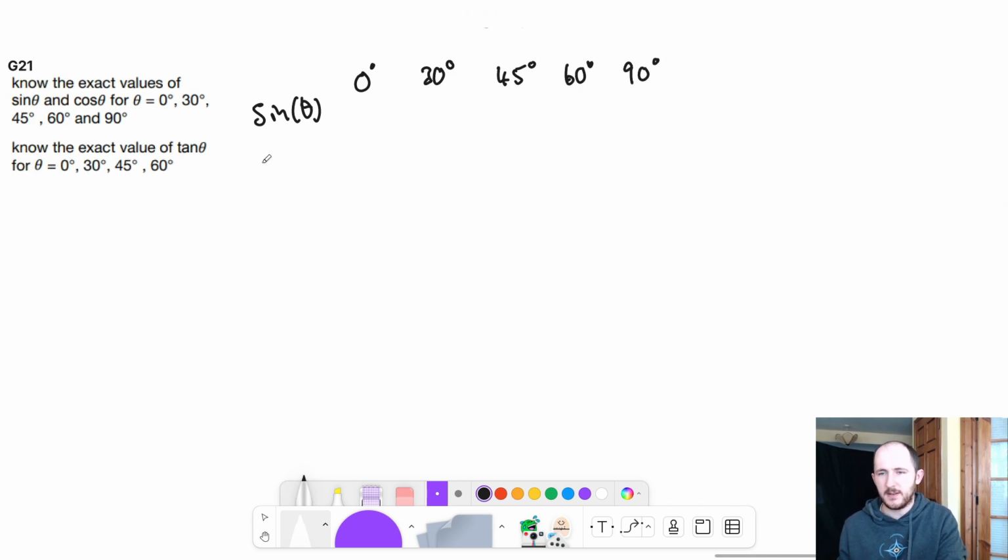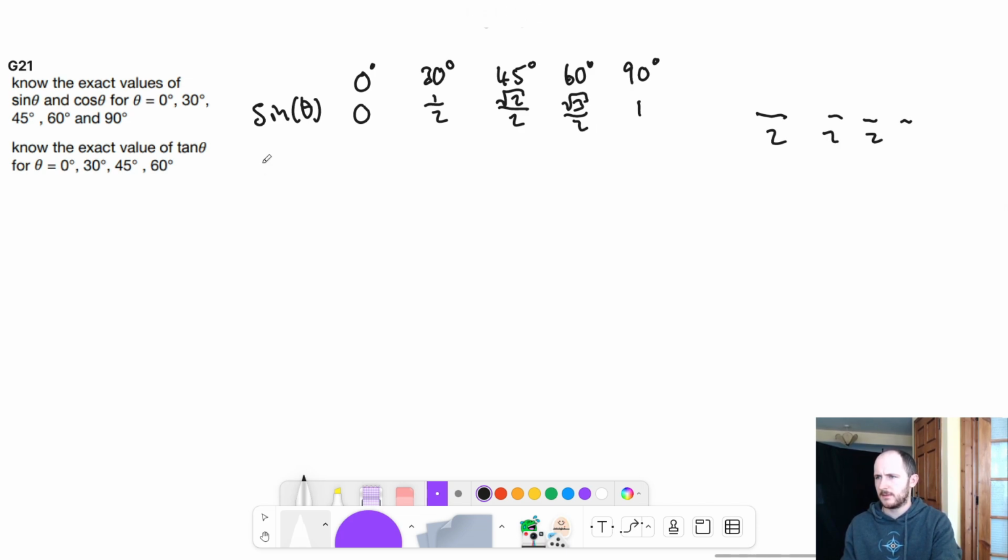Now here are the values that you need. It's 0, half, root 2 over 2 or 1 over root 2, depending on which way around you look at it. Root 2 over 2, and then the next one is root 3 over 2, and the last one is 1. Now how do I get those? Well, all you're doing is actually adding 1 each time. What do I mean? Here's what you do. You put over 2 for all of them. Okay? So all of those over 2.